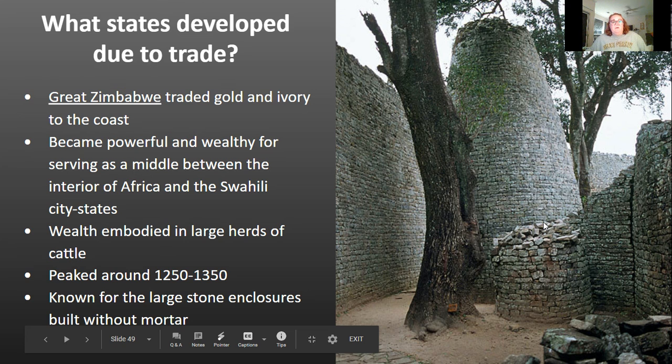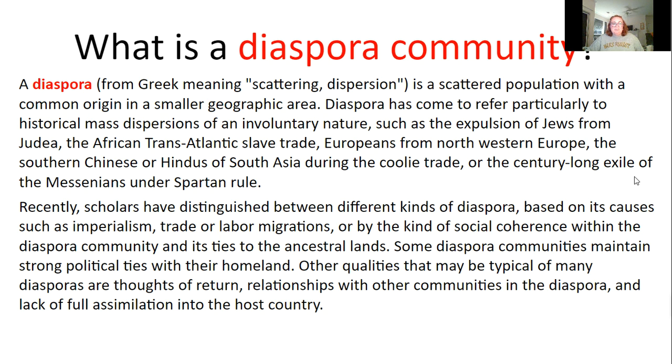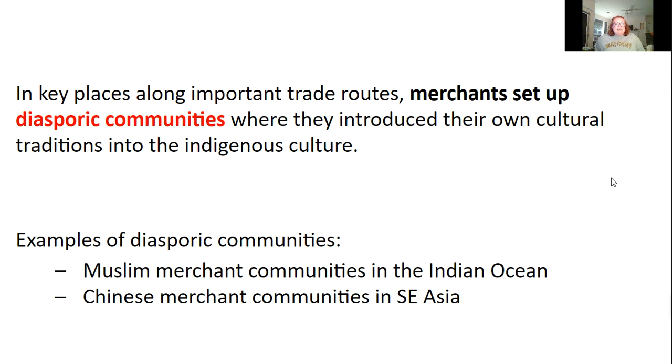Just some pictures of some ancient mosques. You have the Great Zimbabwe, a center of the gold trade and also ivory. They became one of the most powerful and wealthy by serving as the middleman between the interior of Africa and the Swahili city-states. Their wealth was embodied in large herds of cattle, and they peaked around 1250 to 1350. And they were known for their large stone enclosures built without any mortar.